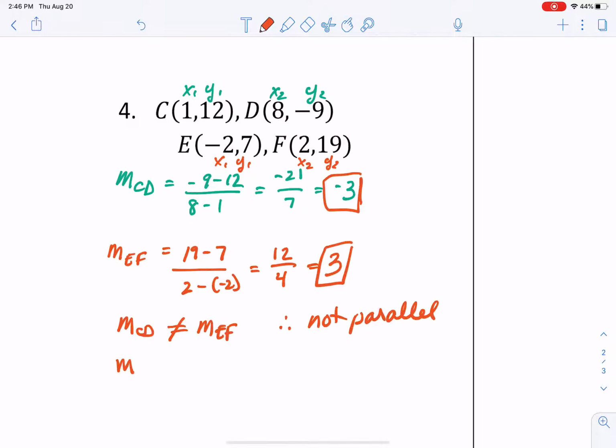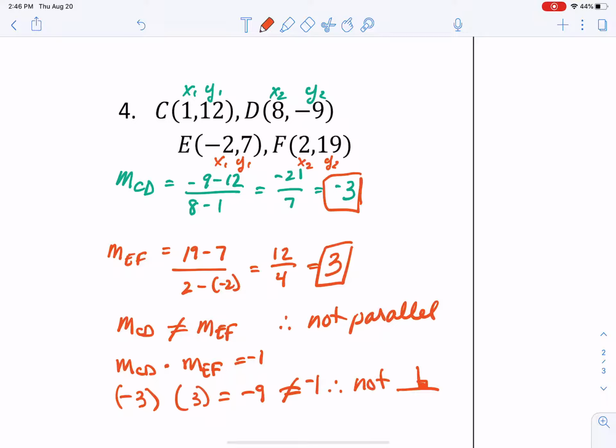The slope of CD times the slope of EF should equal negative 1. Negative 3 times 3 equals negative 9, which is not negative 1, therefore not perpendicular. Therefore, it is neither. Now, you don't have to go through all those steps.